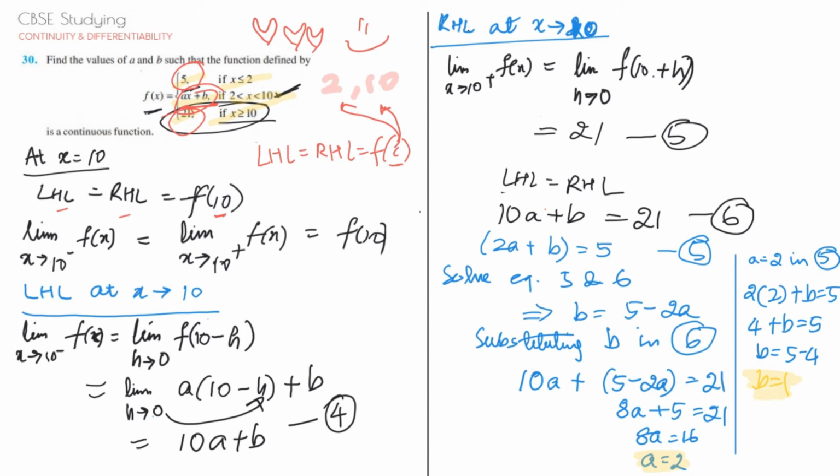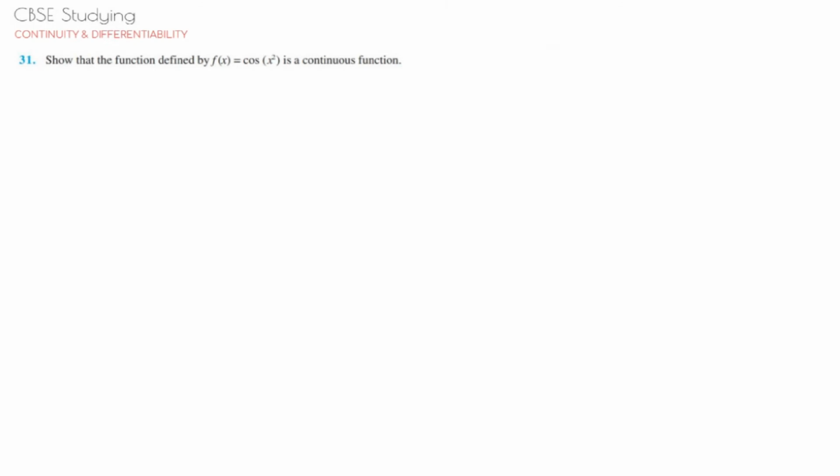All right, so let's move to the next question. Okay, so now the 31st question. Show that the function defined by f of x is equal to cos of x squared is a continuous function.